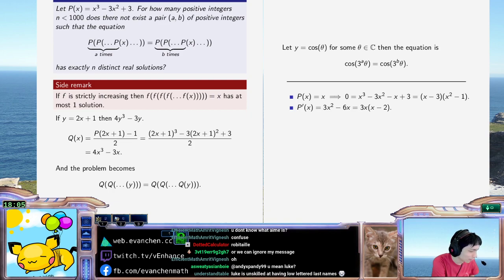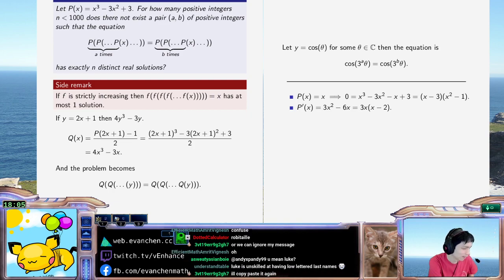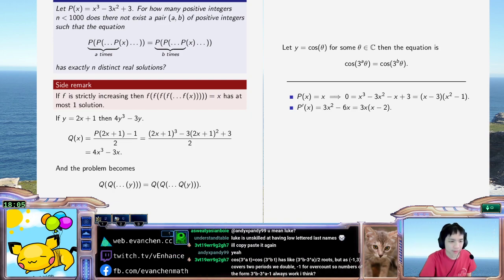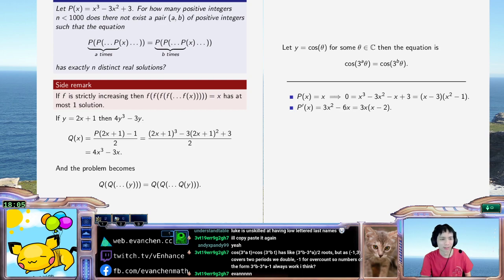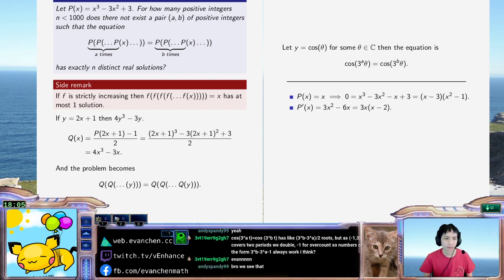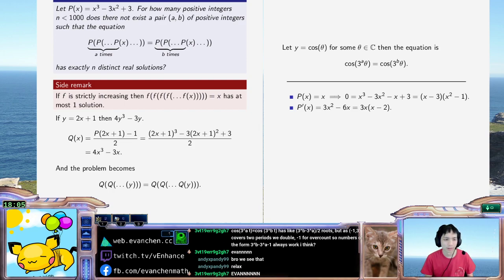I actually just don't know off the top of my head how many roots cosine has. You want the number of values of cosine t theta, right? So it's not the number of theta in 0 to 2 pi. It's the number of values that cosine theta can take on. Yes, 3VT, I see your message.